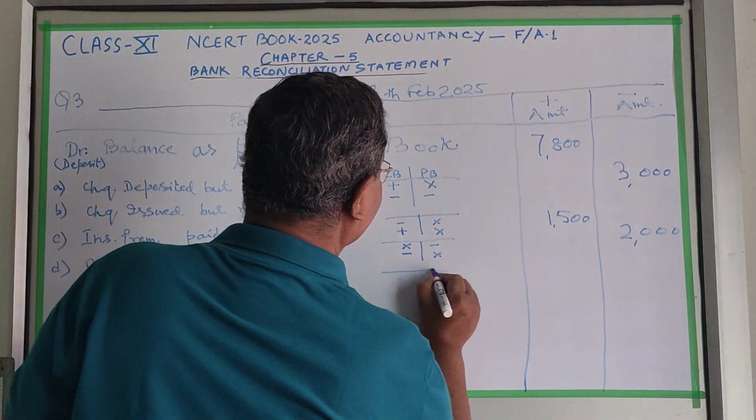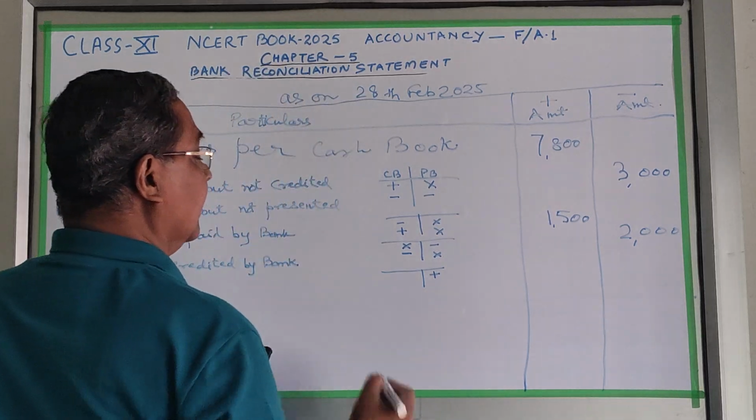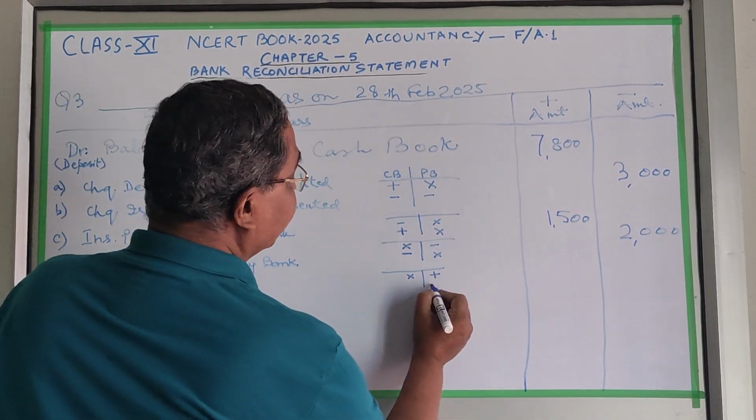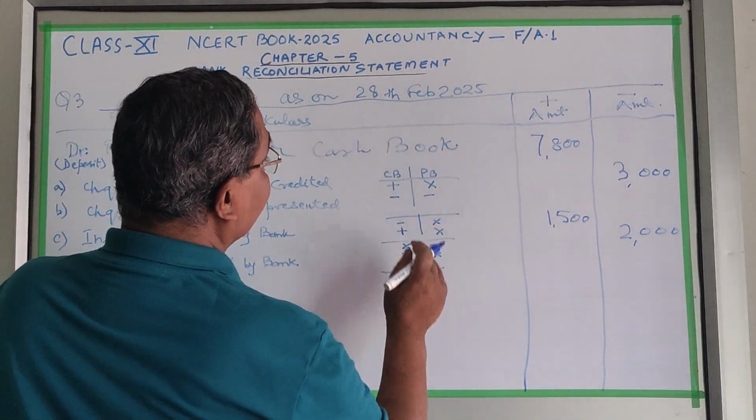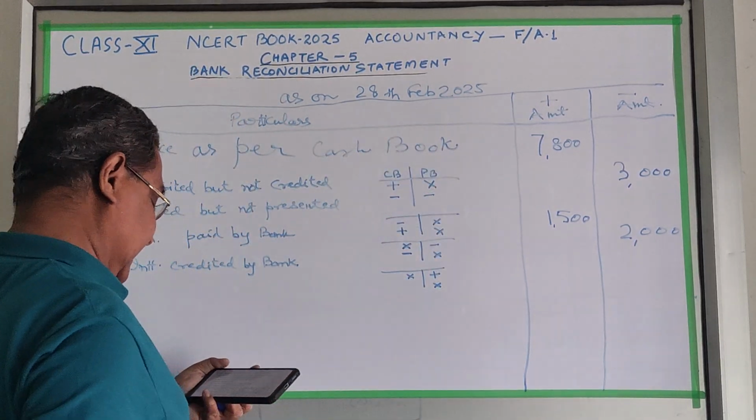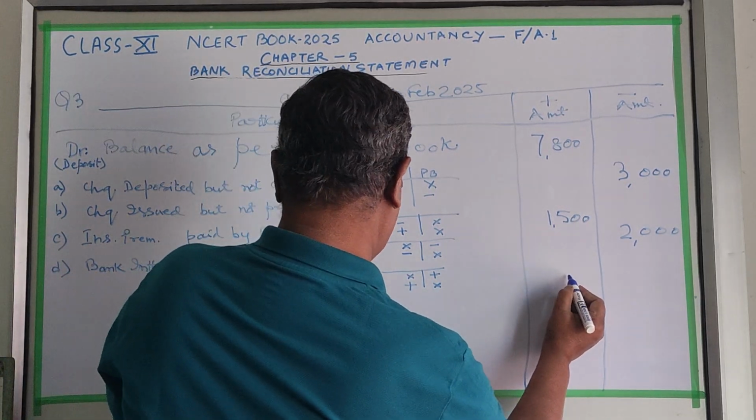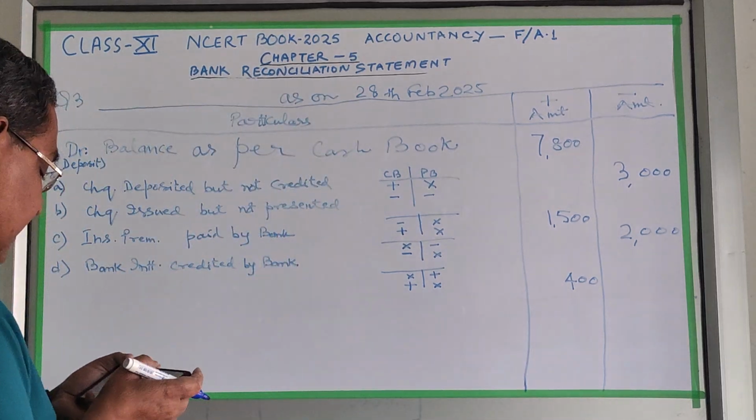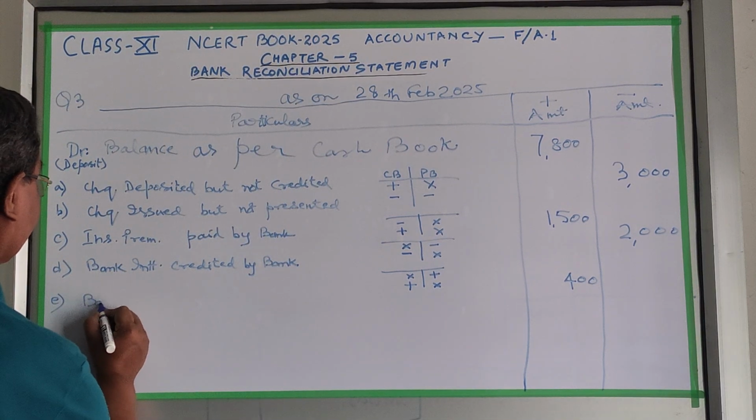So what is the scenario? The scenario is the bank has deposited into your account and the customer is not aware of it. We cannot do anything in the bank column because the cash book is there. We are taking the cash book balance. So what should we do? We should now make it in the plus column. So we will make it in the plus column. Okay.